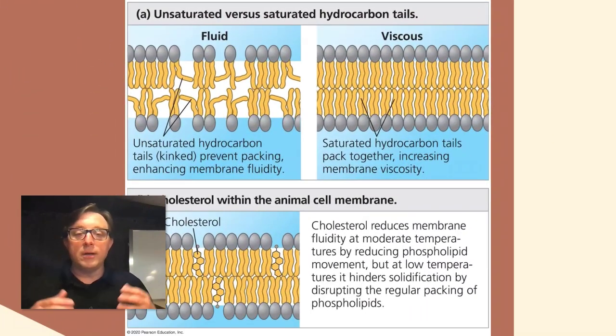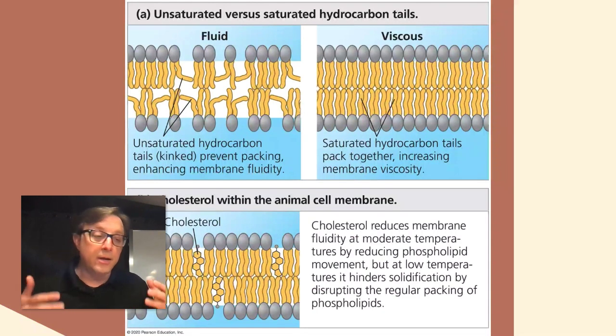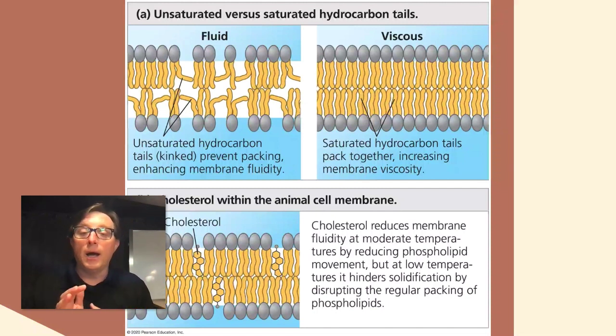A few different structural features to talk about with the different phospholipids that we may find in the cell membrane. First are the hydrocarbon tails, the fatty acid tails. Are they unsaturated or saturated? Remember, unsaturated means that there will be some carbon-carbon double bonds, and that introduces a little bend, a little kink in that fatty acid tail.